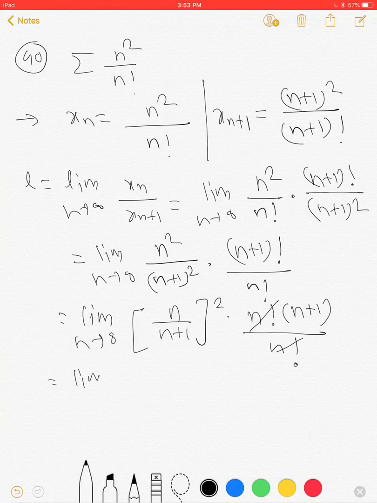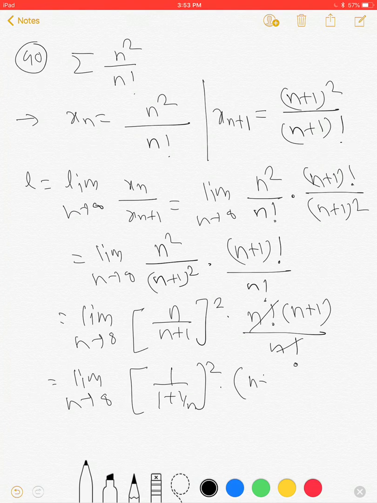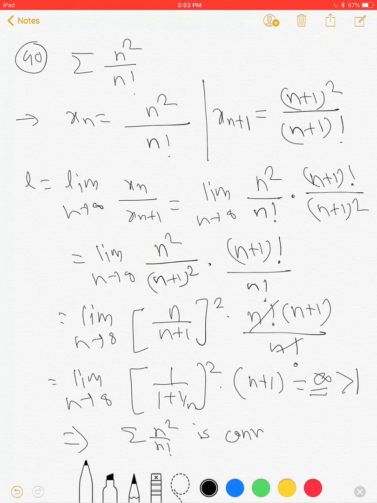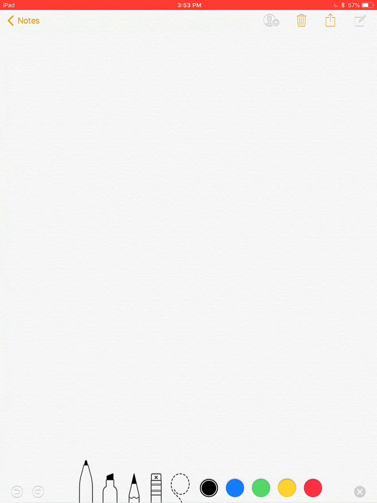So this can be written as the limit as n tends to infinity of 1 plus 1 by n to the power 2 into n plus 1. Obviously the limit of this is infinity, and we know that if the limit is greater than 1, then the series is convergent. Here the limit is infinity, which is greater than 1. So this implies our series n square upon n factorial is a convergent series. So this is actually a simple problem. So let us start with the next question, that is question number 41.